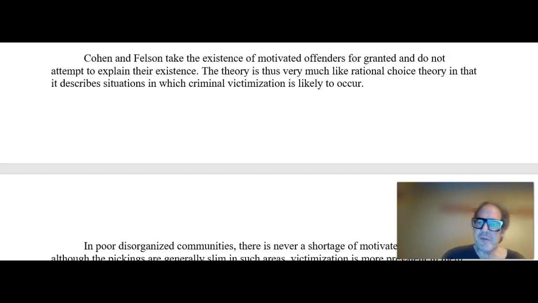Cohen and Felson take the existence of offenders for granted, so they're not trying to explain why criminals commit crime. They're just assuming that there are people out there who want to commit a crime. They leave it to other theorists to explain that. In many ways, this theory is more attempting to explain who is most likely to become a victim, or why criminals might target one person or one business as opposed to another.